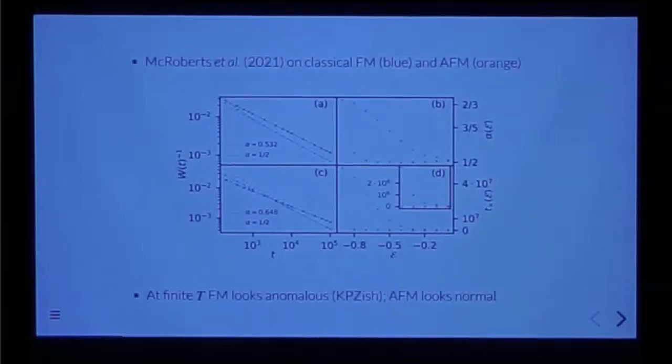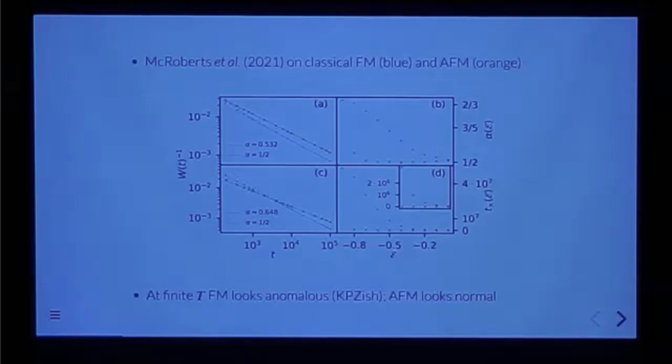This is some work from just in August. Again, numerical work on even larger systems. Again, it's the classical Heisenberg model. And this one points to a difference at finite temperature between the ferromagnetic case and the anti-ferromagnetic case. At infinite temperature, you expect them to be the same.